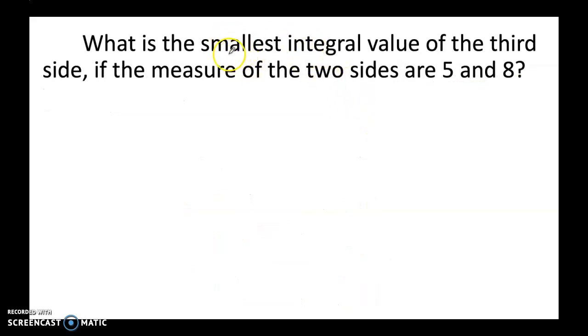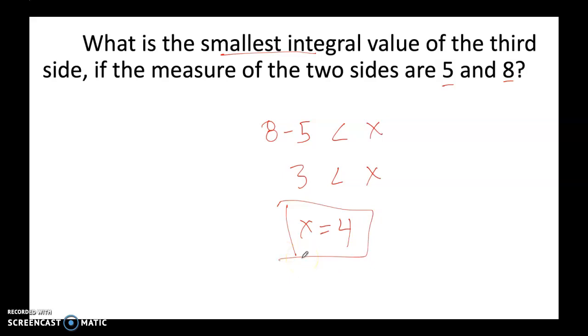So here, to get the smallest integral value, we just need to get the difference of 8 and 5. So 8 minus 5 should be less than the third side, which is x. 8 minus 5 is 3, less than x. So what will be the integral value of x for which 3 is less than x? That will be equal to 4. To make the statement 3 less than x true, the value of x should be 4. We're talking about integral values, or integers.